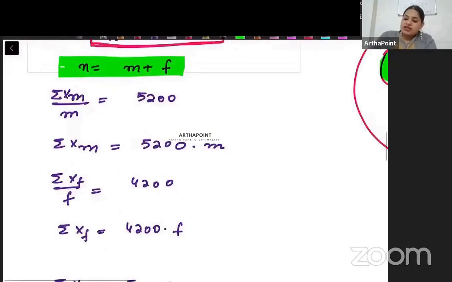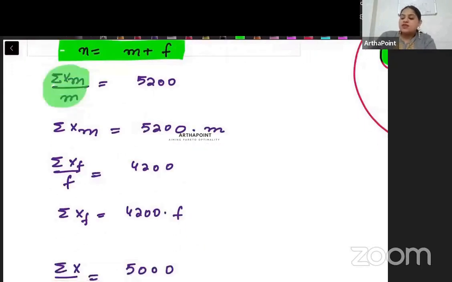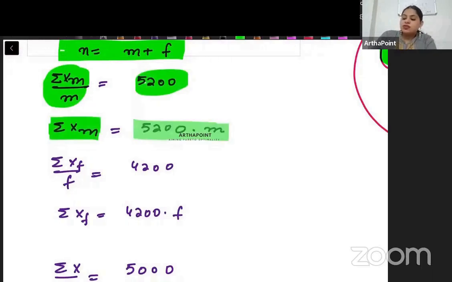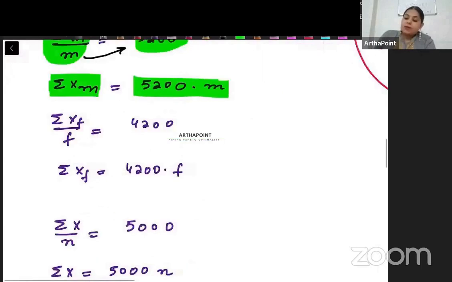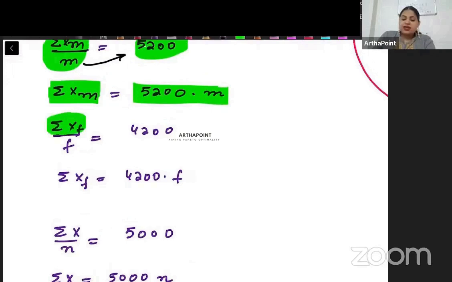So summation xm by m, this is given to me as 5,200. So what will be summation xm? Summation xm will be 5,200 into m. This m just goes here. Similarly, the average salary of only females is given to me as 4,200. So if I add the salary of all the females only and divide by the number of females, I will get 4,200. This is what is given to me. So I will just equate it to 4,200. So from here, the total salary of the females will come as 4,200 into F.